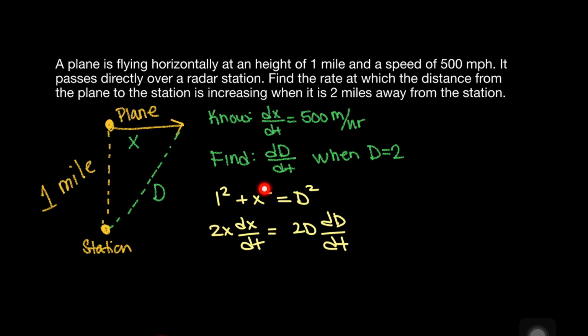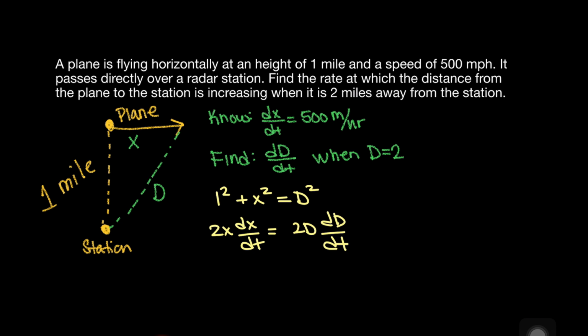x squared. x is actually a function of time. So when I take my derivative, I'm going to get 2x and then times dx/dt equals, and then the derivative of d squared, d is also a function of time, so that's going to become 2d times dd/dt. Okay, so just to recap what we've done, we identified the derivative we know and the derivative we want to find. We came up with a relationship between those variables. Then we took the derivative of that relationship with respect to t.